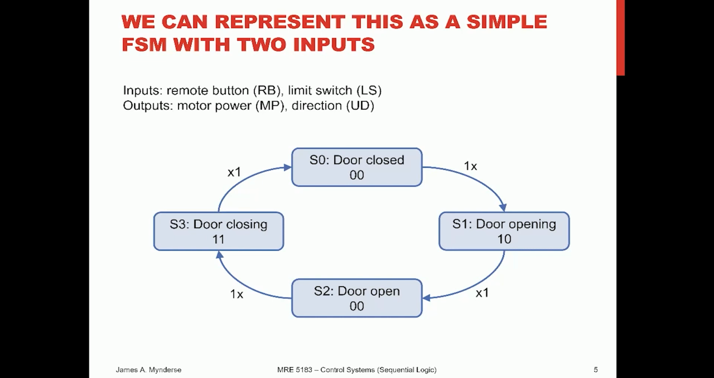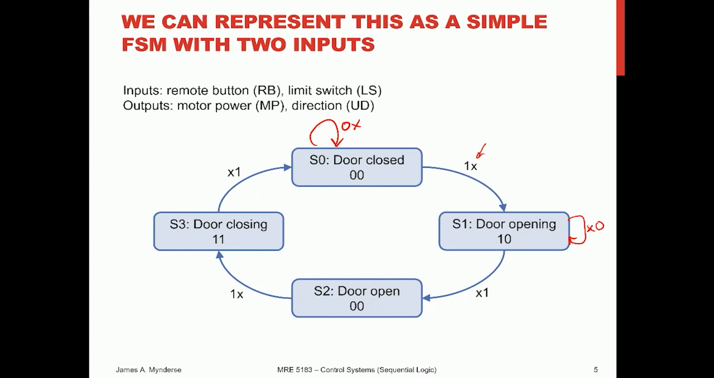Because I didn't do this in my original diagram, I'm also going to add a transition from S0 to S0, because if I get a 0 on the button and an X on the limit switch, because I don't care about the limit switch at that point, then it's going to stay closed. But as soon as I press the button, that's the 1X on the next transition here, then the door starts to open. And the door will continue to open until the limit switch is hit. So that's going to be an X0.